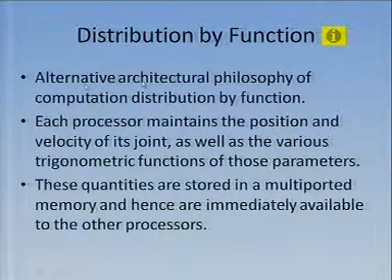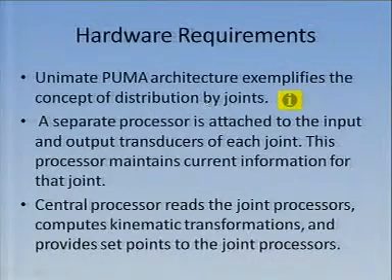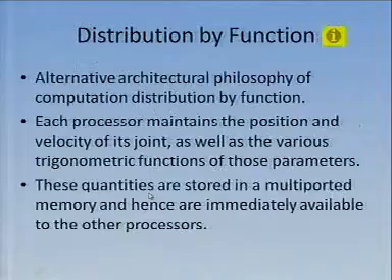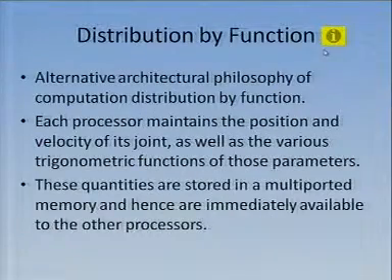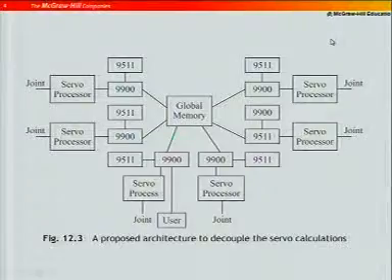Okay. So, an alternative architectural philosophy of computation is distribution by function. So, here we have distribution by joint, but instead we can have distribution by function. Here I have an architecture.